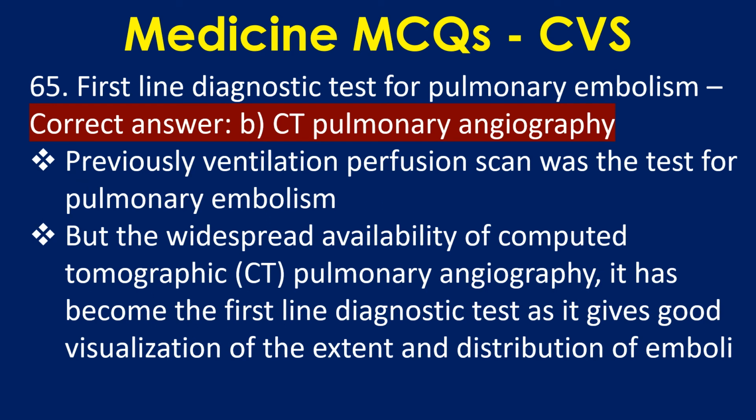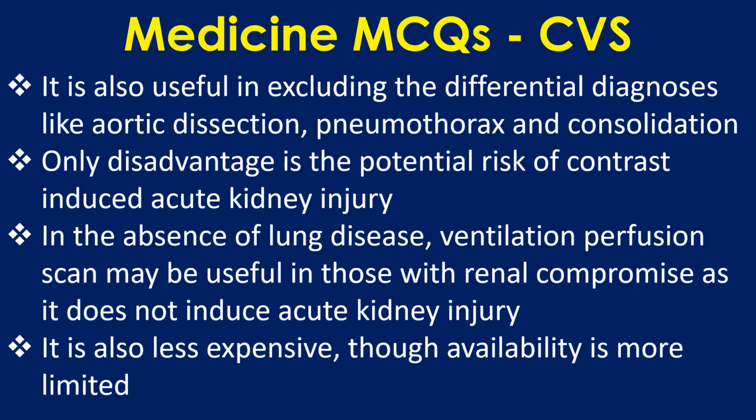Previously, ventilation perfusion scan was the test for pulmonary embolism, but with the widespread availability of computed tomographic pulmonary angiography, it has become the first-line diagnostic test as it gives good visualization of the extent and distribution of emboli. It is also useful in excluding the differential diagnoses like aortic dissection, pneumothorax, and consolidation. Only disadvantage is the potential risk of contrast-induced acute kidney injury.